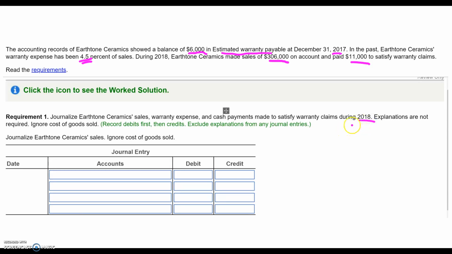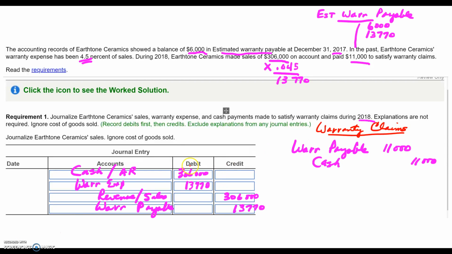Okay, so take a minute, get out your paper and pencil, your calculator and whatever, and let's figure out what our entry should be, and I'll be back to you. Pause the recorder and I'll come back in a minute. Okay, back to you. So we did some calculations here. First thing is the warranty liability and warranty expense, $13,770. Okay, that's warranty expense.